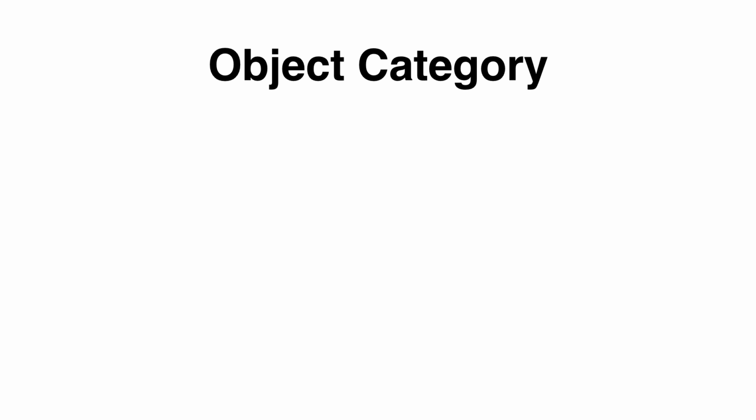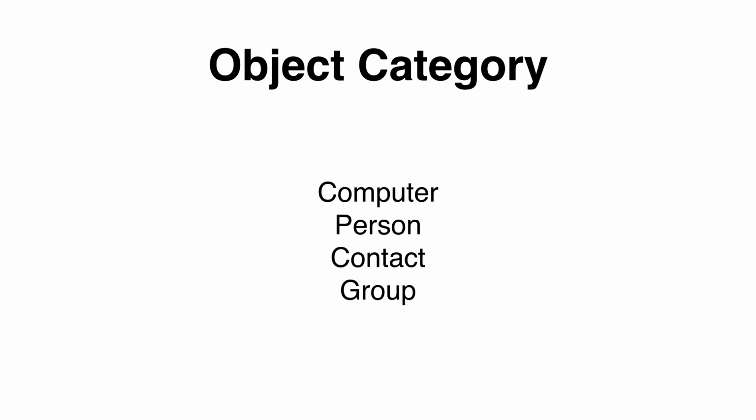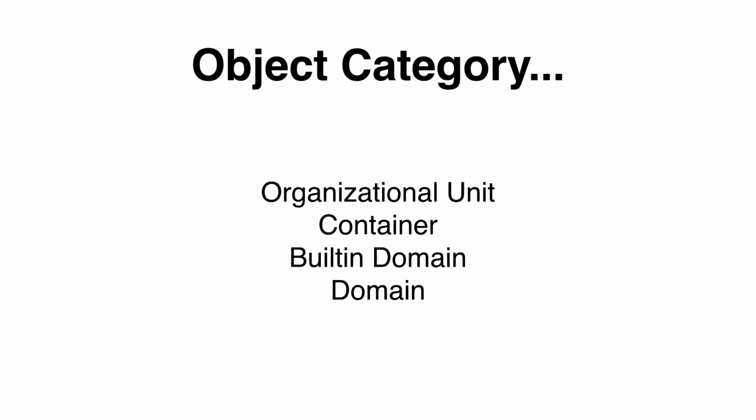Another good thing to know is the different object categories Active Directory has. Each object instance can have one of the following categories. It can be a computer object, it can be a person object, it can be a contact object, or it can be a group object. Furthermore, we have organizational unit, container, built-in domain, and domain objects.